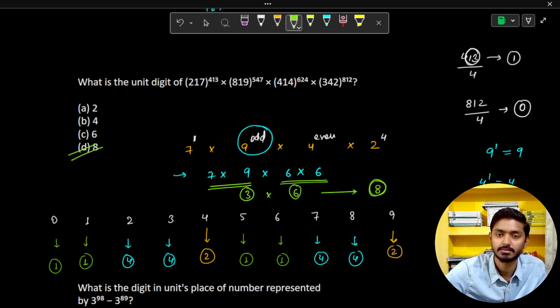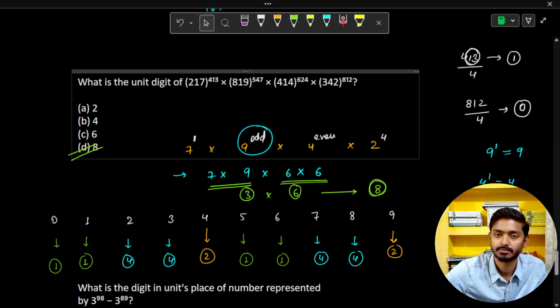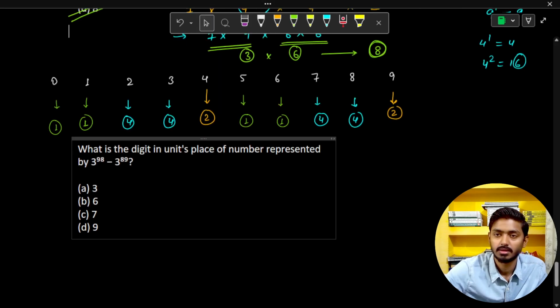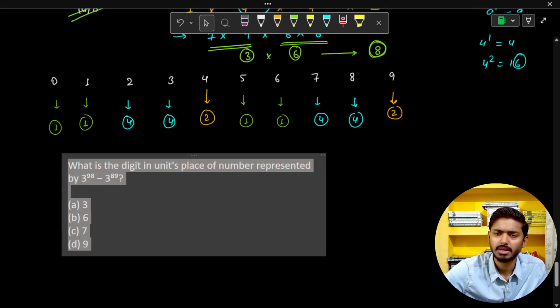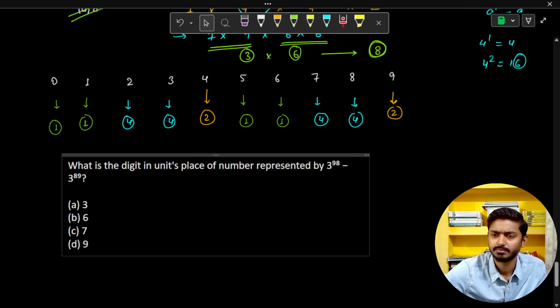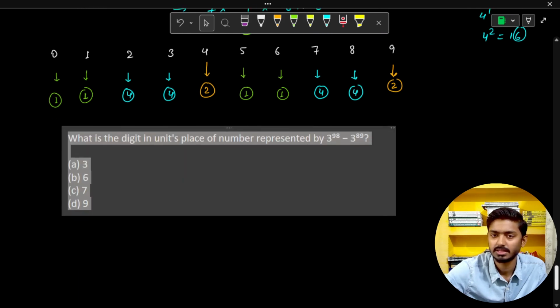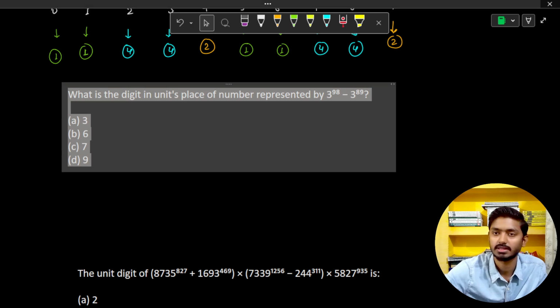Simple as that. Now, this may look a little bit complex, but I promise it is not. I'd say this is the last question. No, last second question.